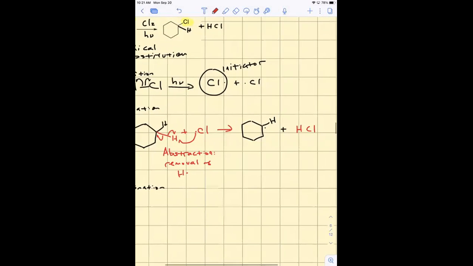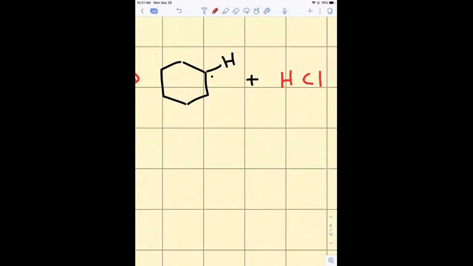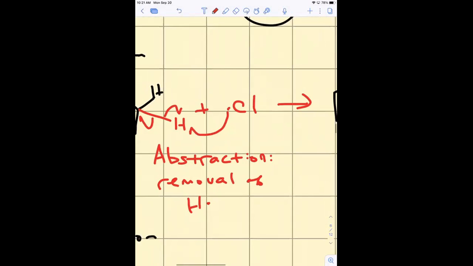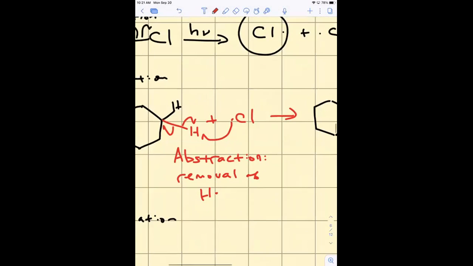Plus HCl. Do you see over here? Let me make that plain too. Over here, when these two arrows meet, you see that right there? That means that there's going to be a new bond between those two atoms.